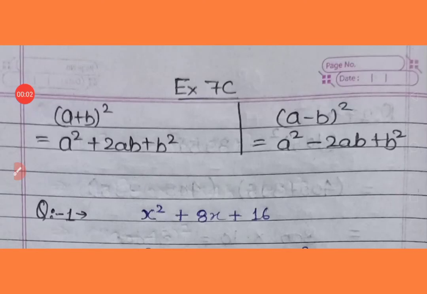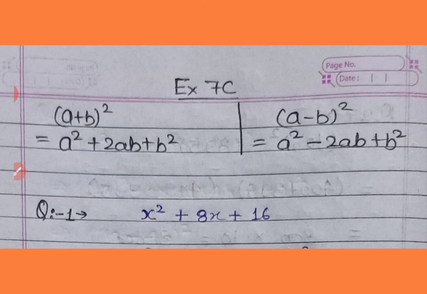Students, today we will start a new exercise of factorization of R.S. Agrawal book. This exercise is based on (a plus b) whole square and (a minus b) whole square. (a plus b) whole square full form is a square plus 2ab plus b square, and (a minus b) whole square is a square minus 2ab plus b square.